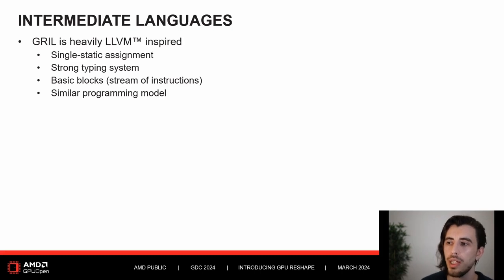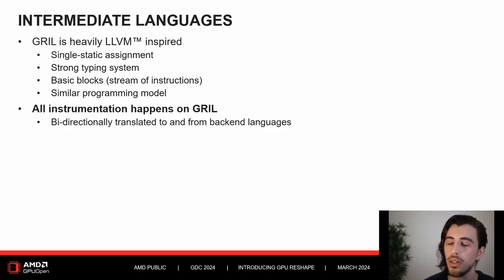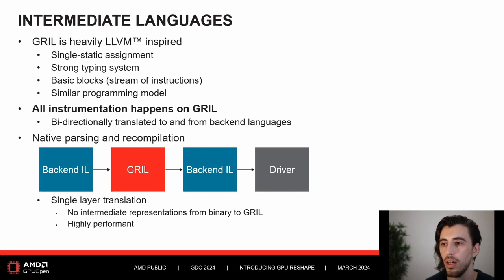And to make sure I'm going in the right direction, GRIL is heavily LLVM inspired. That is, we have single static assignment, strong typing systems, functions, basic blocks, instructions, etc. All of these particularities aren't important to understand what's happening. What's most important is that all instrumentation happens on GRIL. Each validation feature has exactly zero API visibility. And GRIL is essentially a common form IL that allows for bi-directional translation to and from the backend languages. On top of this, it's a native implementation, meaning it does not go through any other intermediate representations, so it's highly performant. It takes the binary IL, translates it to GRIL, and then back to binary IL, and finally to the driver.